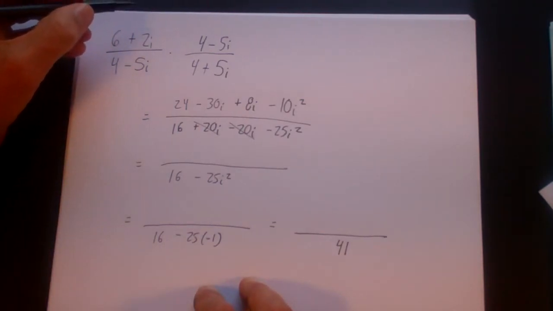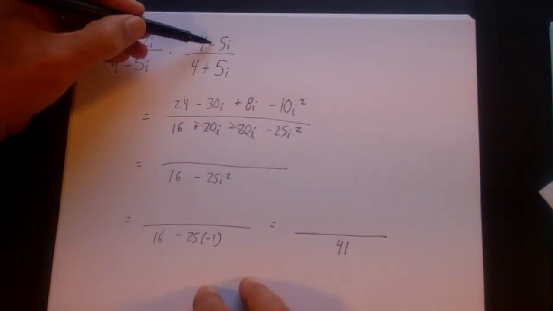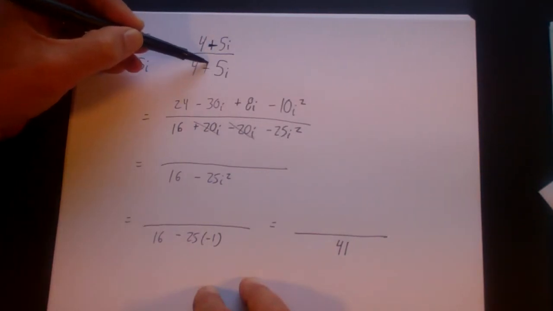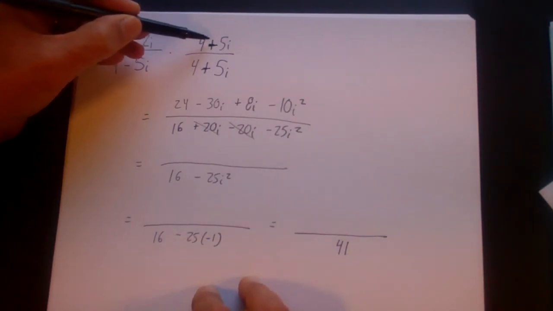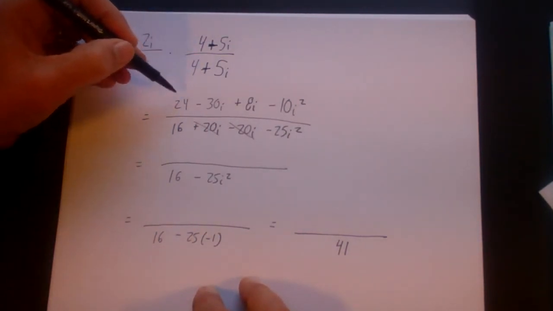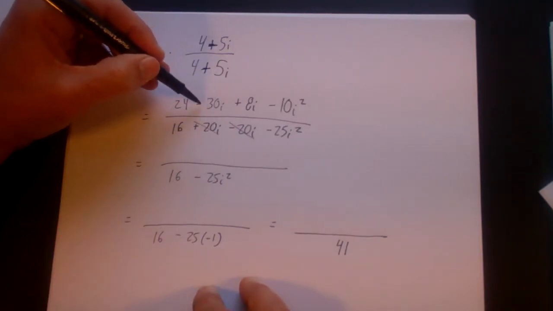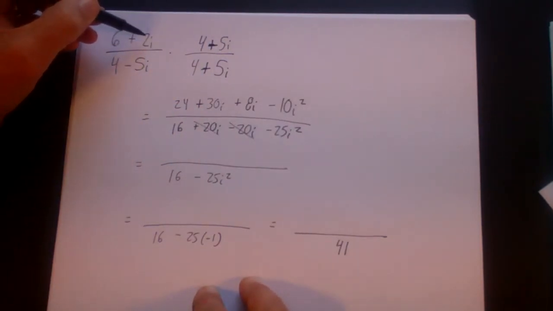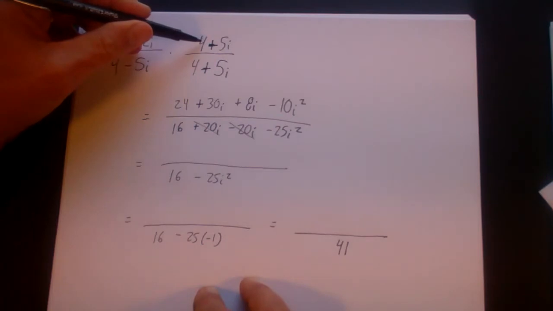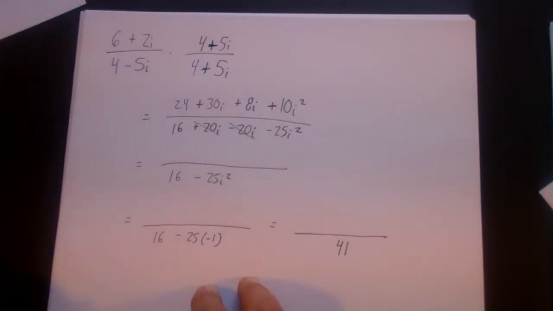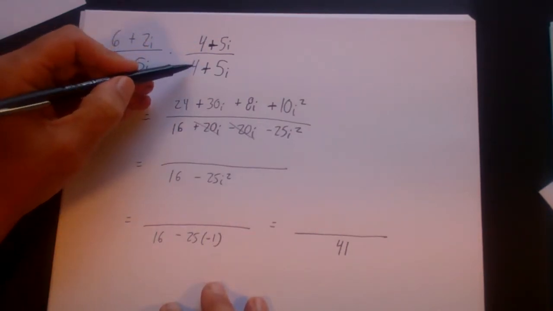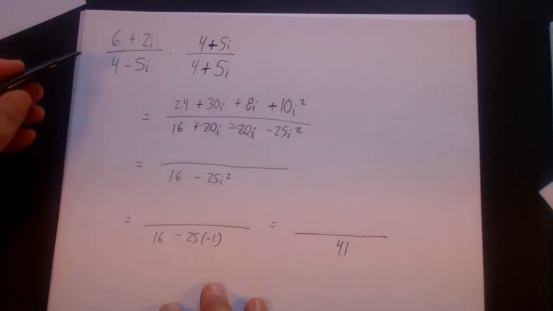I made a mistake here, actually. If you notice here, this should be a positive there, right? That should be a positive, because I multiplied by the same thing. That's a very common mistake, so let's be careful there. So 6 times 4 is 24. 6 times a positive 5 is positive 30i. 2i times 4 is 8i, and that's going to be a positive 10i squared. So be careful. We're going to multiply the numerator and the denominator by exactly the same thing.